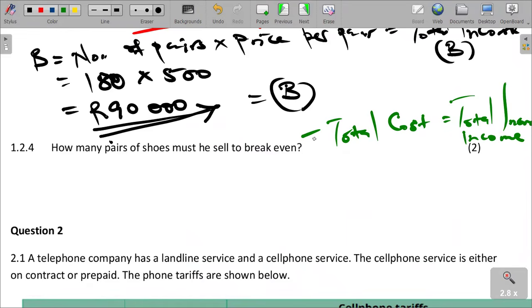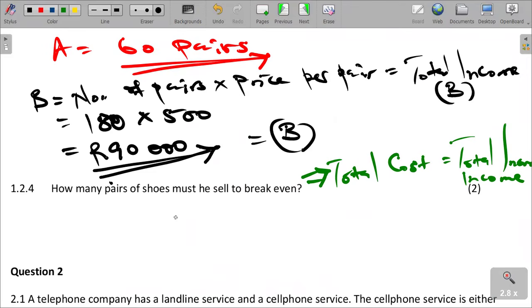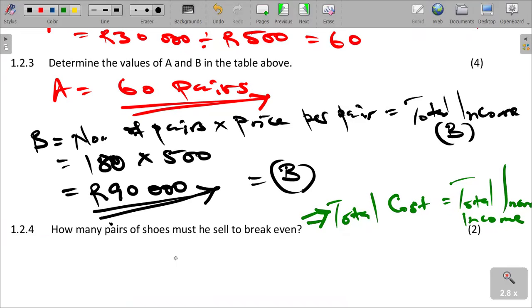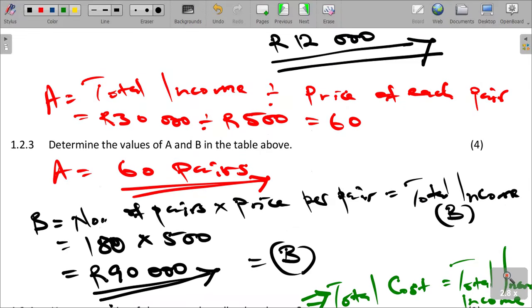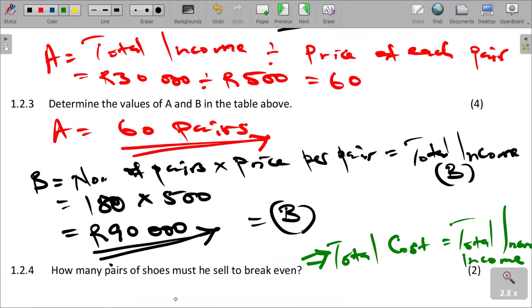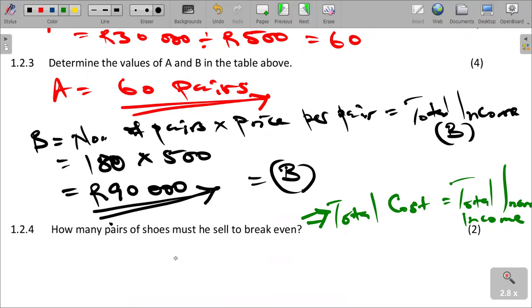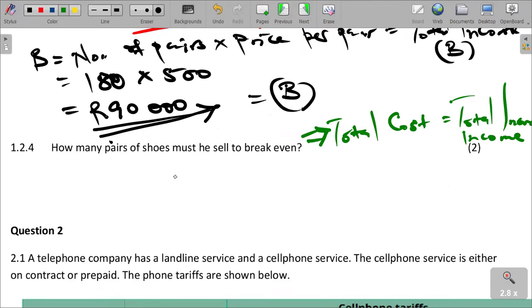That's when we say break even has been made. So how many pairs can he sell in order for him to break even? So if we can just check here, total income, A, we said A is equal to total income divided by number of pairs, and then B is equal to number of pairs multiplied by price per pair. So in this case, we can calculate at how many pairs.